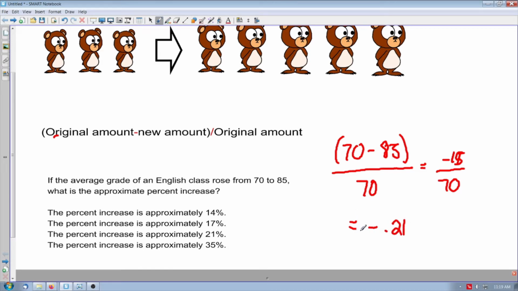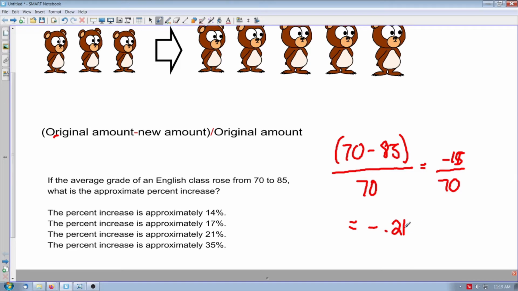So don't look at this negative as you see negative. Don't look at this as in terms of a decrease. It's just the difference between those numbers. So I kind of want you to disregard the negative and just look at it. I started with 70, I went to 85. Obviously that's an increase. And that increase is 0.21.